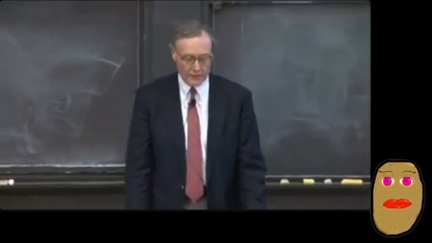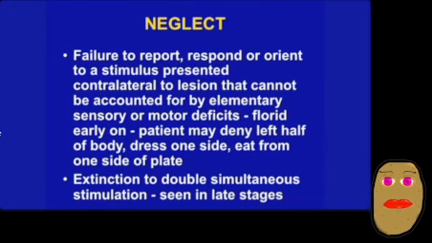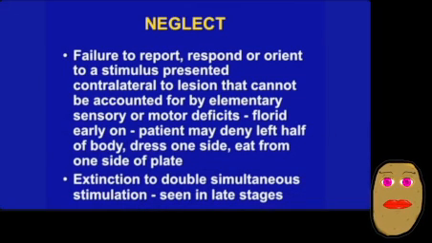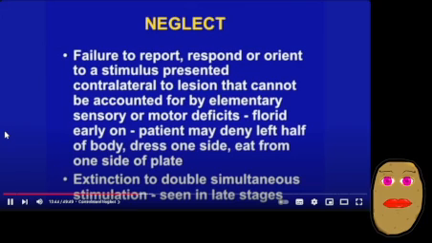So neglect is a failure to respond or report to something that's opposite to the lesion. Contralateral means opposite to the lesion. That can't be accounted for by simple things. These patients don't have primary visual problems. They understand language. They're paying attention. They're the ones who deny the left half of their body. They dress on one side. They eat.